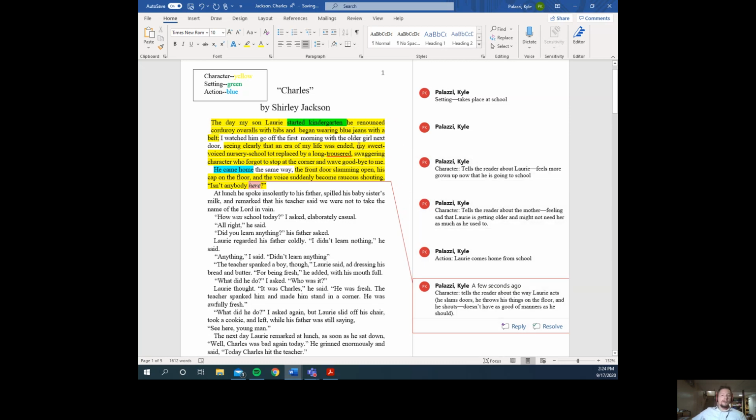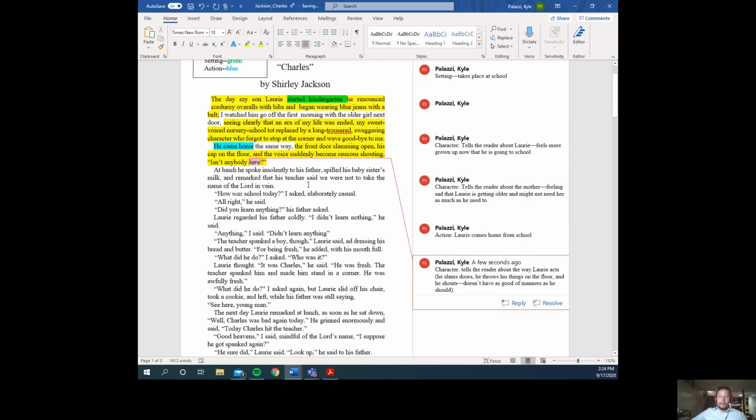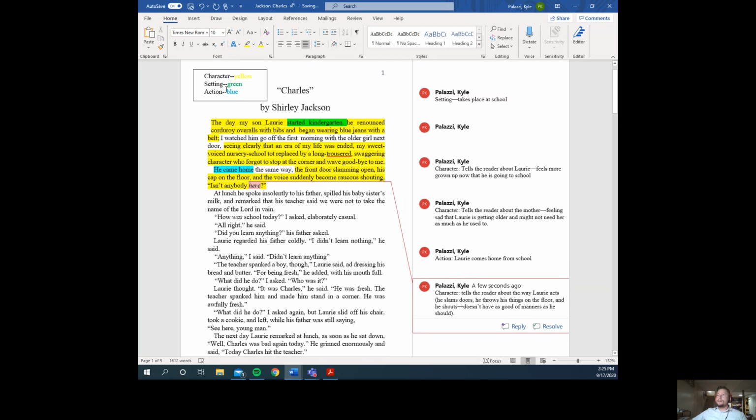So with that being said, I have gone through and given you a demonstration of what I am expecting you to do for the assignment. What I'm going to ask that you do now is continue reading the story, and on your own, annotate the rest of the story using this color-coded scheme that I've put up here. I want you to highlight and annotate anything that tells us about the character, anything that gives us insight into that character, anything that tells us about the setting in green, and any parts of action in blue.